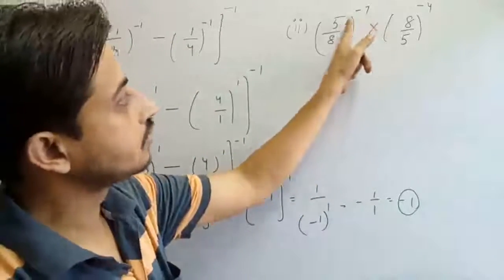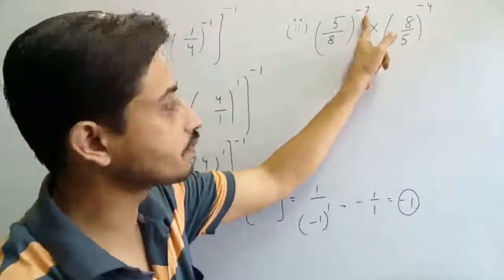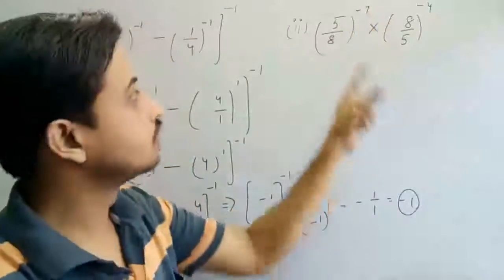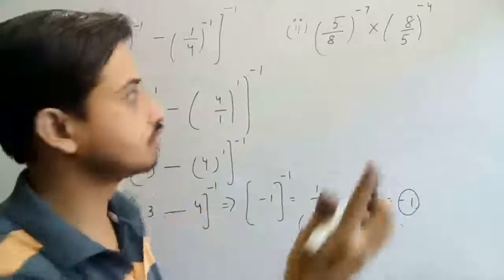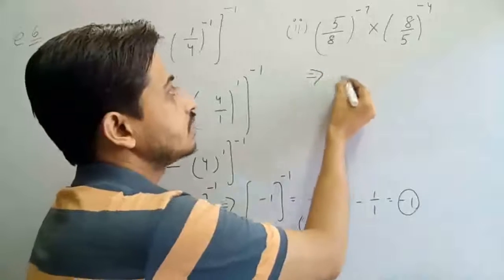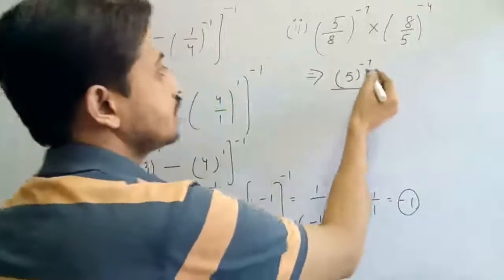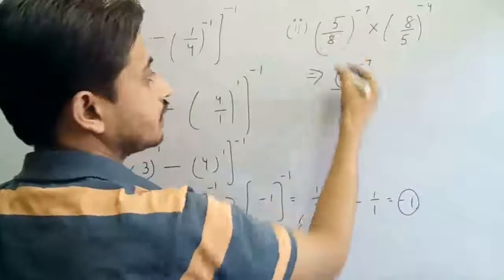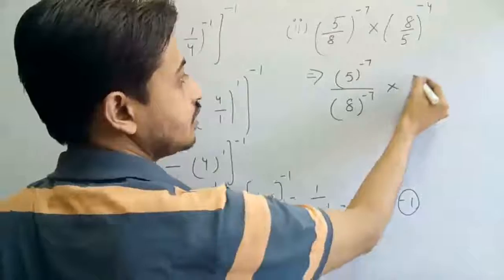You have to write all the terms, because this indicates that 5 raised to the power negative 7, also 8 raised to the power negative 7. So do separate power. So this can be written as 5 raised to the power negative 7. Same here, 8 raised to the power negative 7.